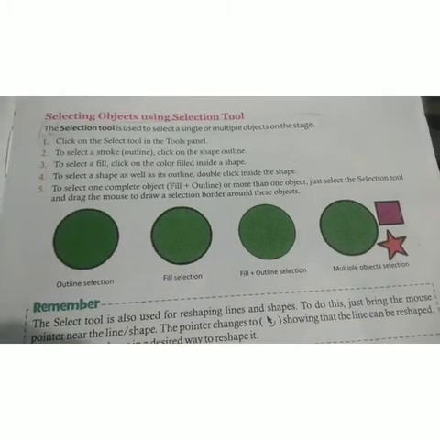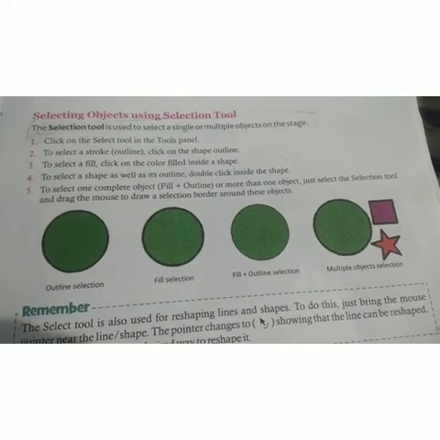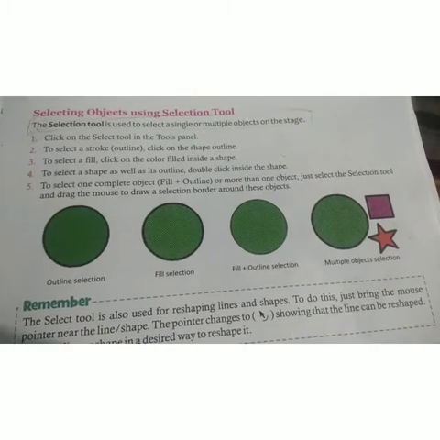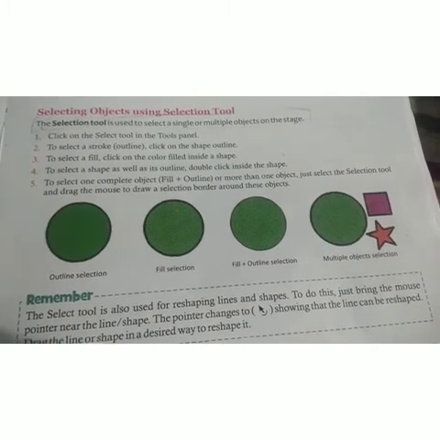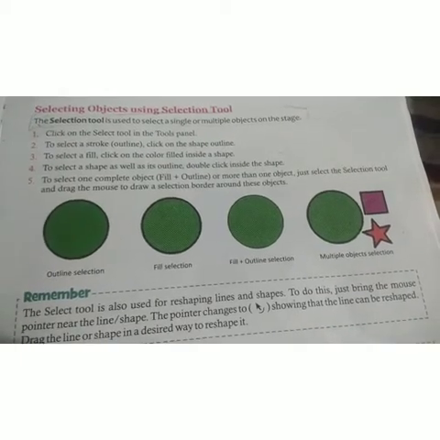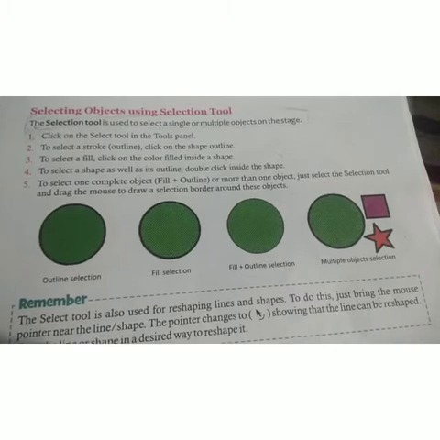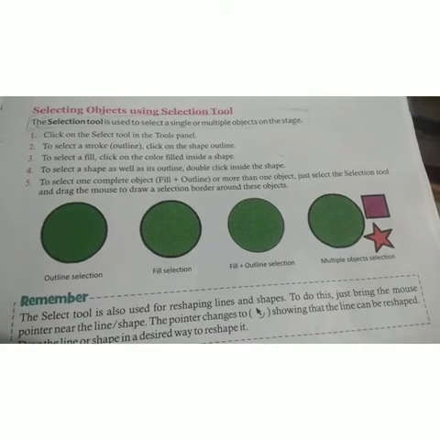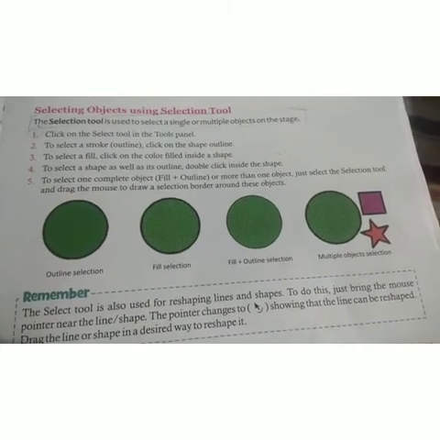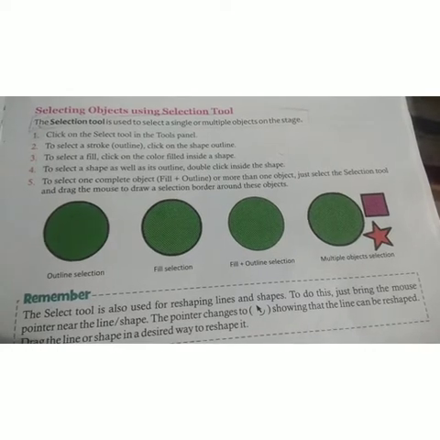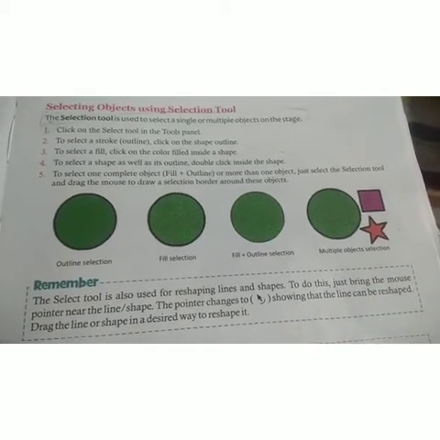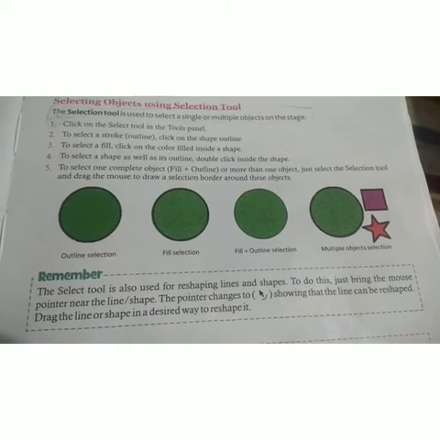Next, students, selecting objects using the selection tool. The selection tool is used to select a single or multiple objects on the stage. So let's study all these steps. First, click on the select tool in the tools panel. Then to select a stroke outline, click on the shape outline. Next, to select a fill, click on the color fill inside a shape. Fourth, to select a shape as well as its outline, double click inside the shape. Then fifth, to select one complete object, fill plus outline, or more than one object, select the selection tool and drag the mouse to draw a selection border around these objects. Now you can see outline selection, fill plus outline selection, and multiple object selection.